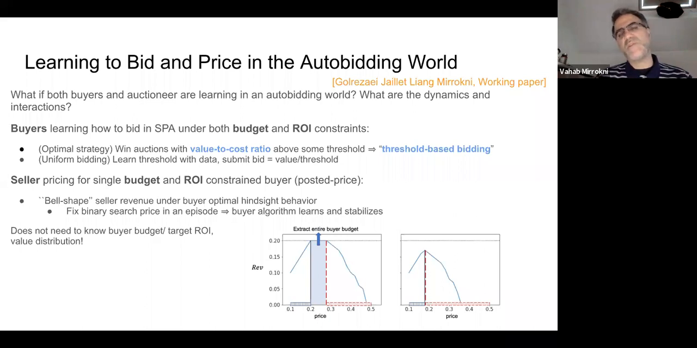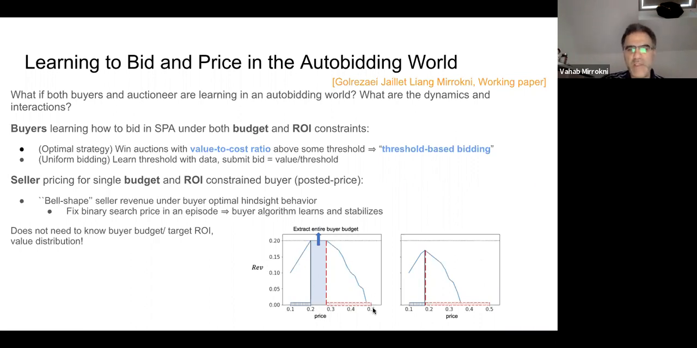we try to understand, first of all, the best bidding strategy when we have both ROI constraint and budget constraints. And what we show there is that still a threshold-based bidding is going to be optimal, what we call uniform bidding. But now, knowing the structure of the optimal bidding strategy for buyers, we look at the problem of learning the price from the seller side and show that the structure of the revenue function as a function of the price the seller sets has basically a bell shape.